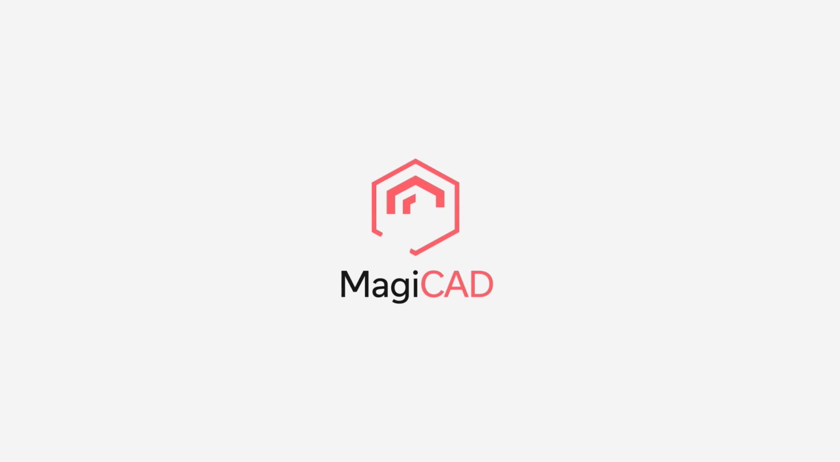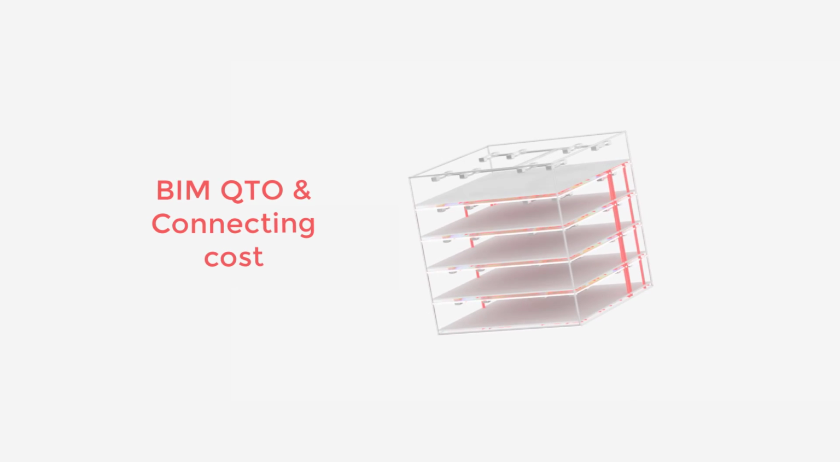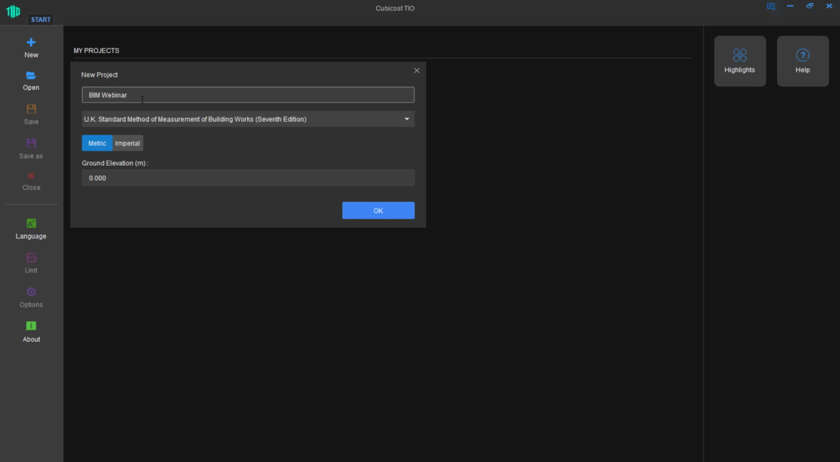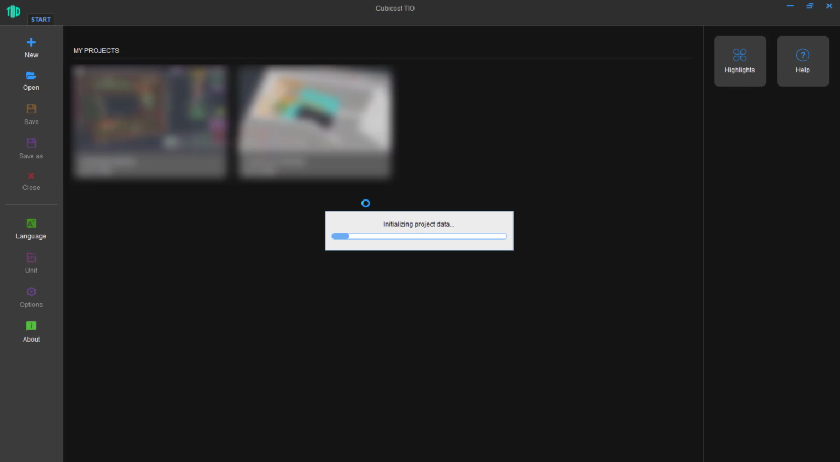Today I'm going to go over BIM quantity takeoff and connecting the quantities to an Excel bill. First of all, I'll be taking you through creating a new project, so I'll give it a name, BIM webinar quantity takeoff in this case, and then I'll select whether I want to use SMM7 or NRM2, and finally whether I want to measure in metric or imperial. Since I live in London, I'll choose metric.